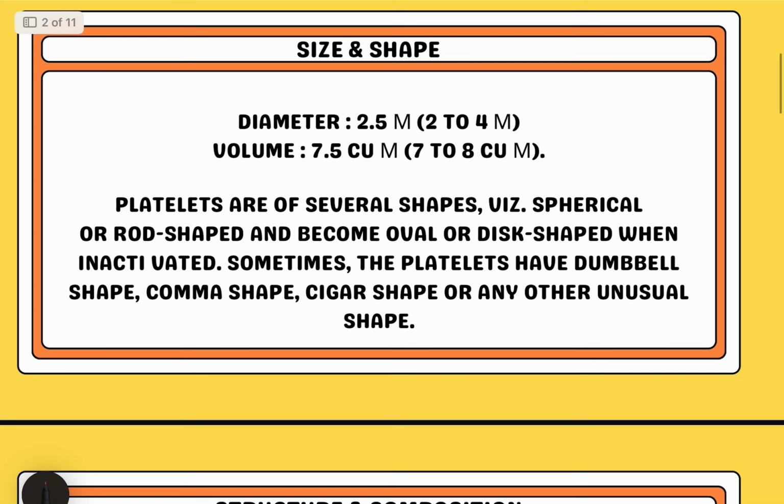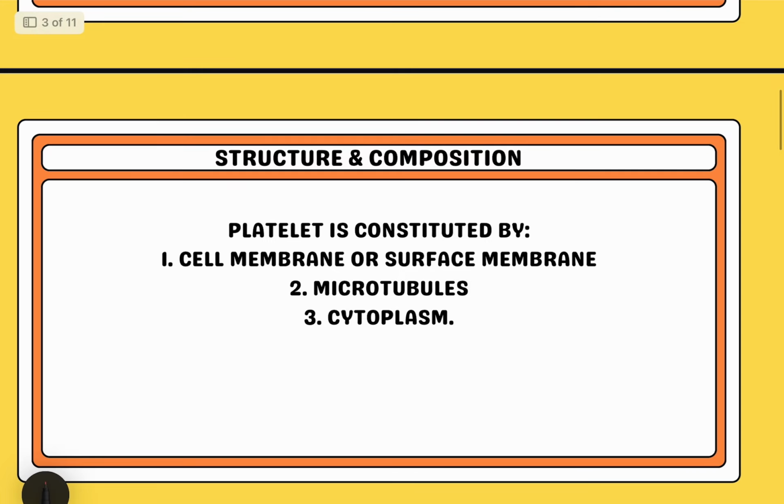If we talk about the shape, platelets do not have any definite single shape. They have varied shapes according to various circumstances, such as spherical or rod shaped, or even oval or disc shaped when inactivated. However, some other peculiar shapes also include the dumbbell shape, comma shaped, cigar shaped, or any other unusual shapes.